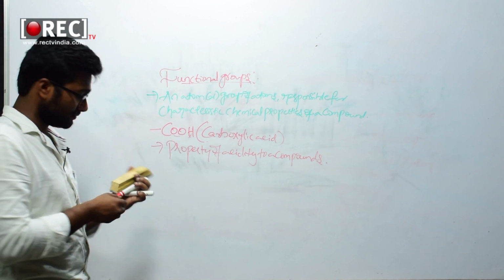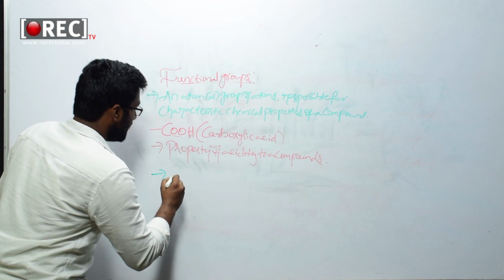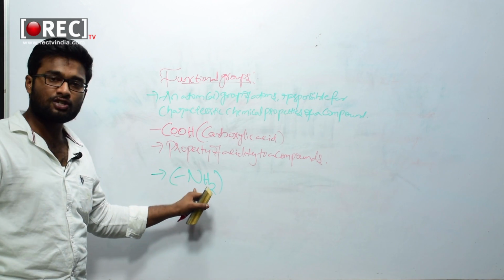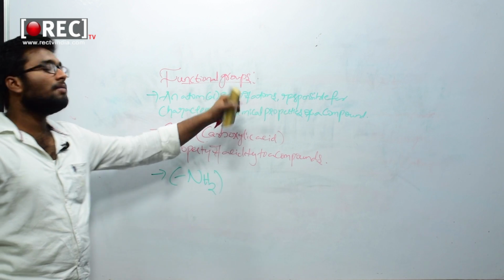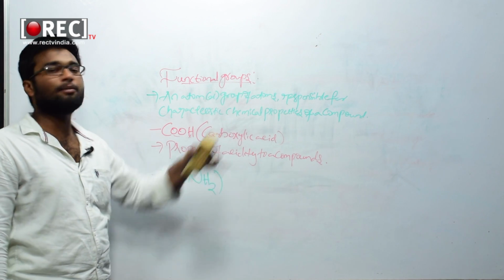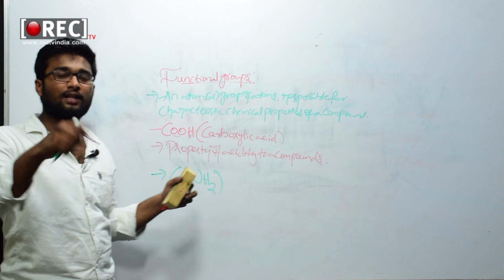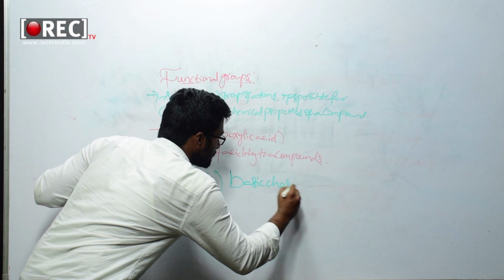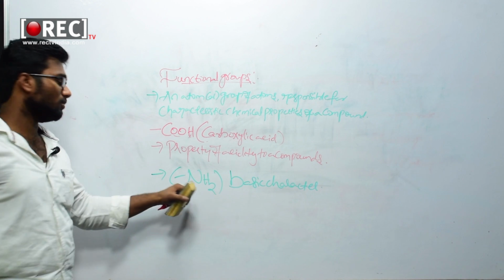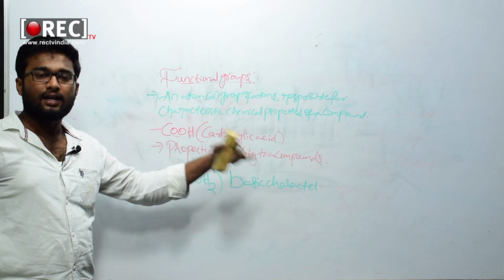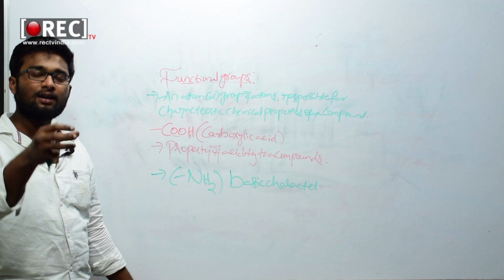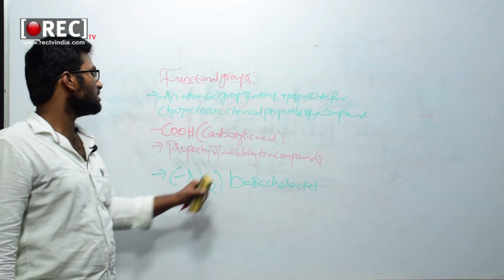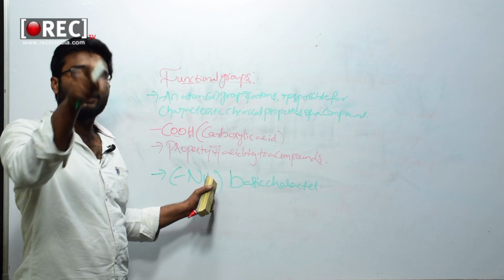Let's take another example: amine, NH2. This has nitrogen and 2 hydrogens. It is an atom or group of atoms responsible for characteristic chemical properties. If an amine group is present in a given compound, then the compound is considered to be of basic character. So amine is responsible for the basic character of a given compound. Basic character is one of the chemical properties of a compound.